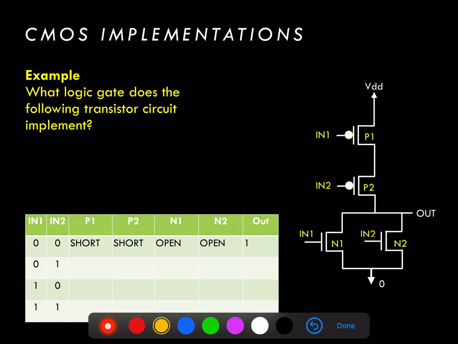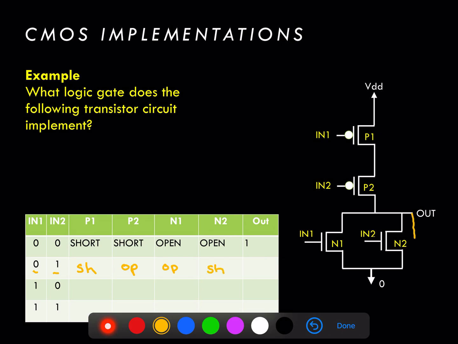Continuing with the analysis now with N1 equal to 0 and N2 equal to 1, let's take a look at what happens. N1 into the transistor P1 gives us a short circuit. N2, a value 1 into the transistor P2 gives us an open circuit. And N1 into transistor N1 gives us an open circuit because the input is 0. And finally, N2 into an NMOS transistor at N2 gives us a short circuit.